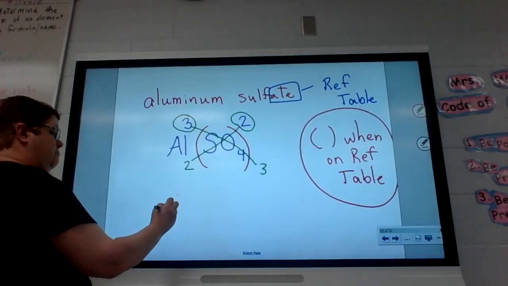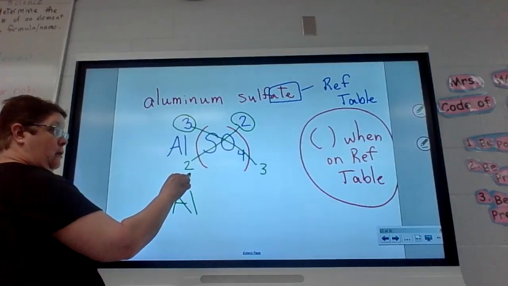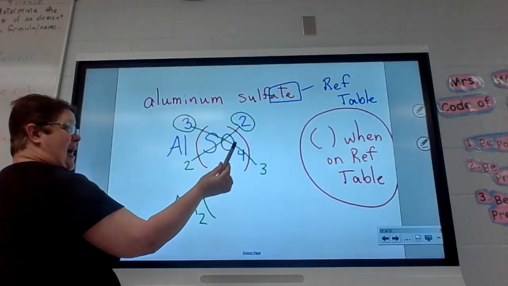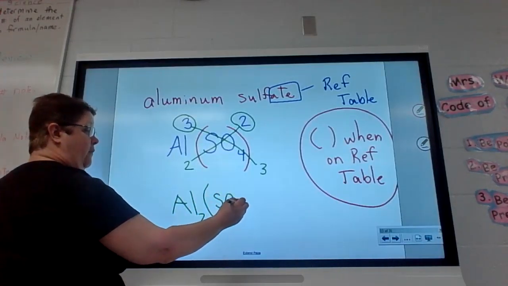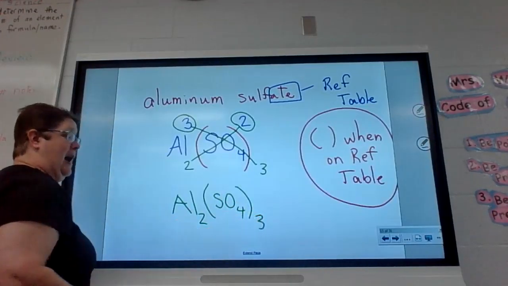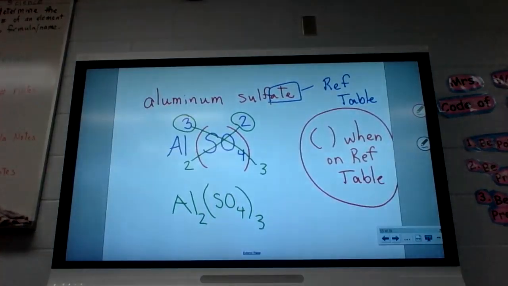So now all you have to do is rewrite it. So AL has what on it? 2. I still write parentheses. What's inside? SO what? 4. What's outside? The 3 is outside. The stuff that's in the parentheses you can't touch. You can't do anything with what's in the parentheses. You leave that be. All you do is crisscross the oxidation numbers. Does that make sense?